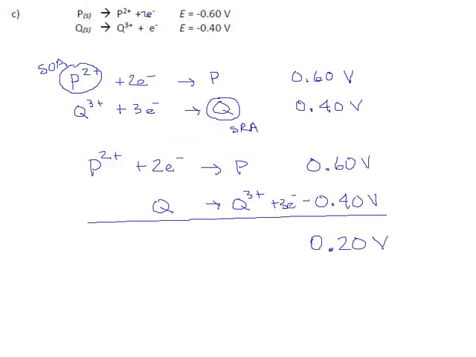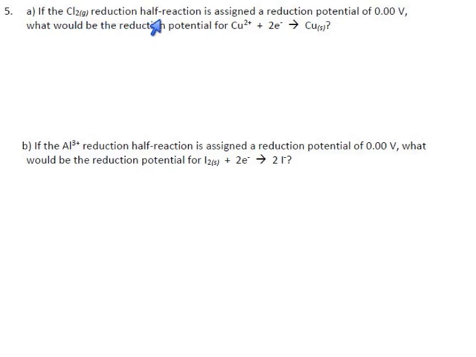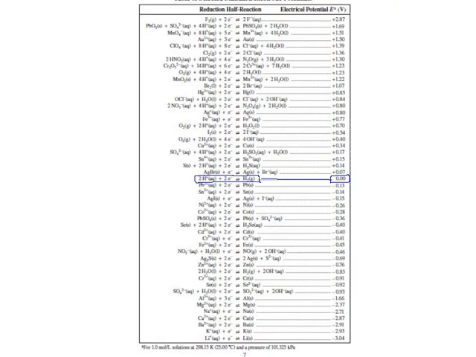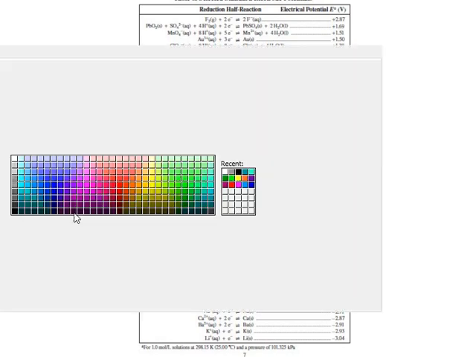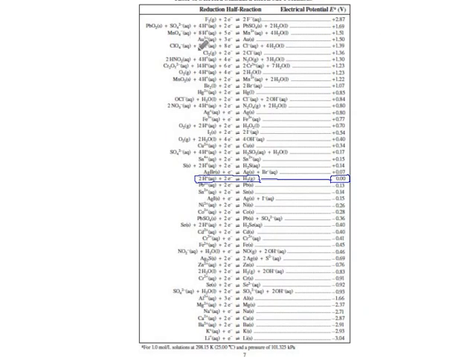Now, this question says, what if the chlorine half reaction had a voltage of zero? What if we lived on a chlorine-rich planet where this was super easy to get and we decided to make this our zero? What would that do to us? If that were our zero, well, what would you do to this number to get it down to zero? You'd have to lower it by 1.36 volts. So if you do that to chlorine, you take 1.36 off of it, that is now your new standard, 0.00 volts.